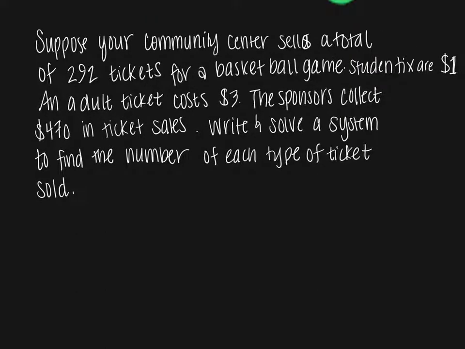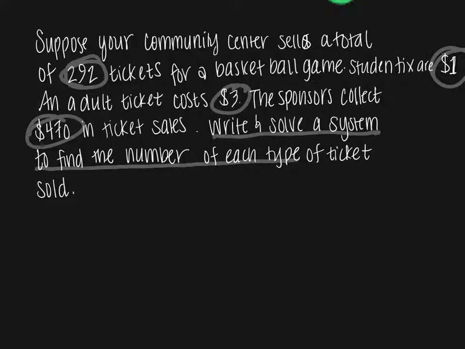All right, let's look at a real-life scenario in which this might end up really helpful for us. Let's say that I have a community center selling a total of 292 tickets for a basketball game. Student tickets are $1 and an adult ticket costs $3. The sponsors collect $470 in ticket sales. Write and solve a system to find the number of each type of ticket sold.